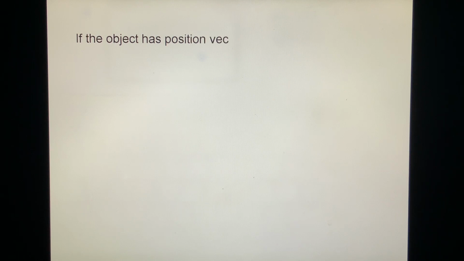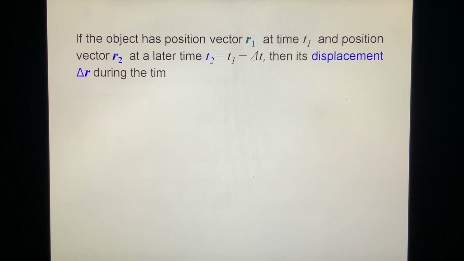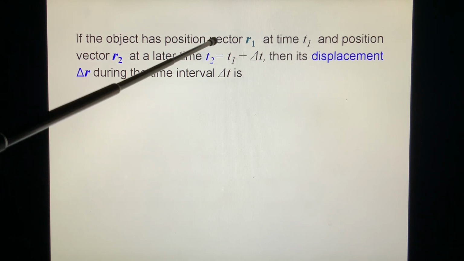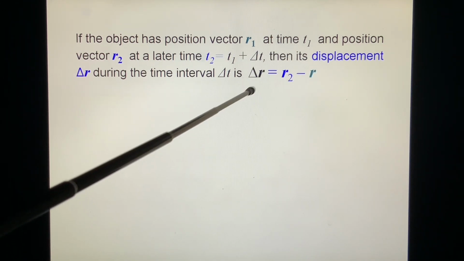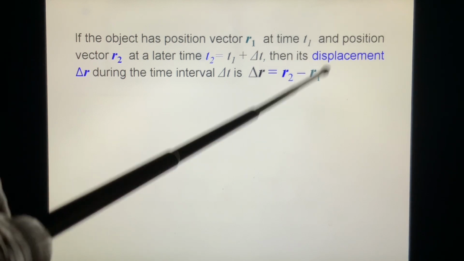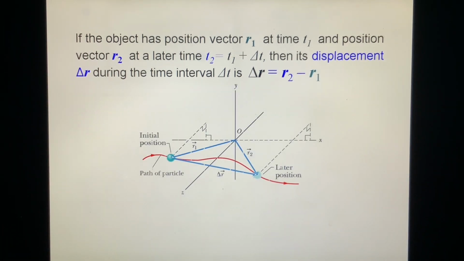If the object has position vector r1 at time t1 and a position vector r2 at the later time t2 equals t1 plus delta t, then its displacement delta r during the time interval delta t is delta r equals r2 minus r1, always the final minus initial by definition.